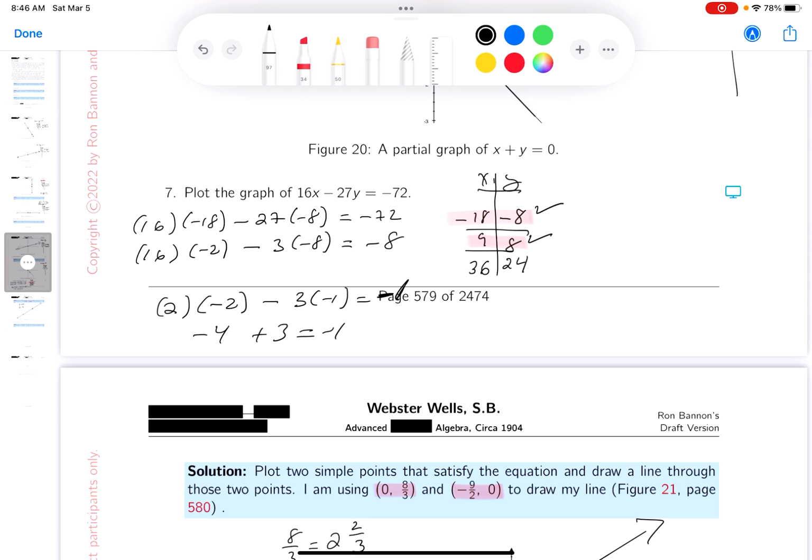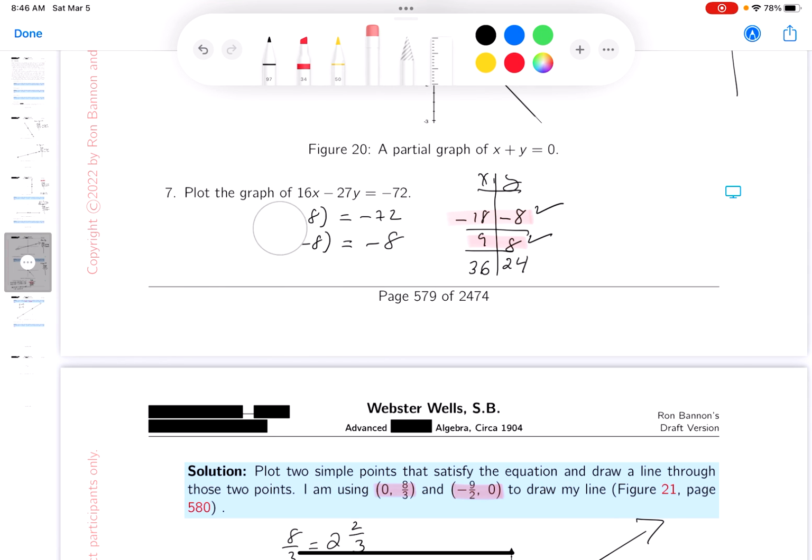Let me check the other one. And again, I know this is difficult. I'm not saying it's going to be easy for you. Let's put this one down. And what do we have over there? We have 16 times 36 minus 27 times 24. And they said it's equal to minus 72.